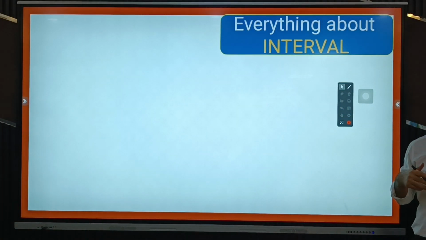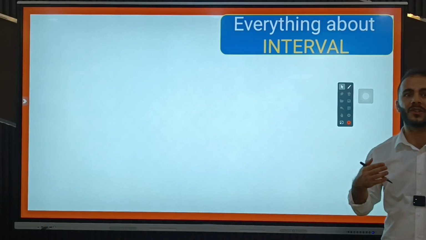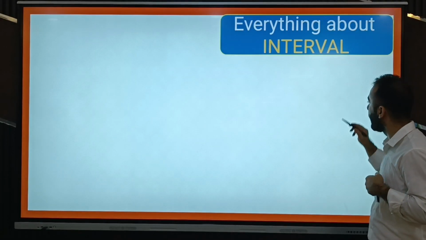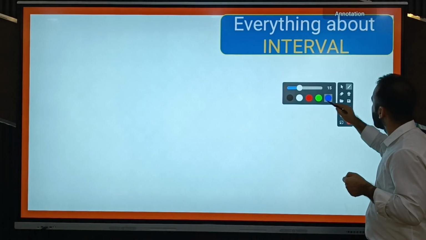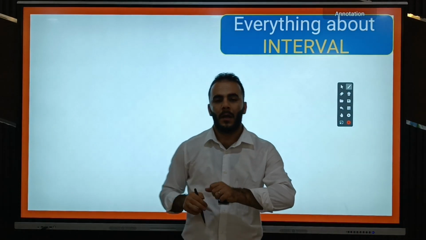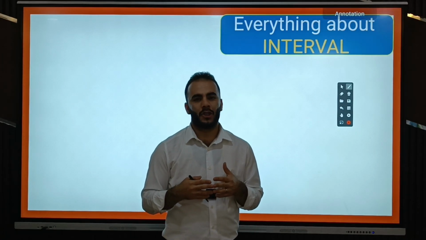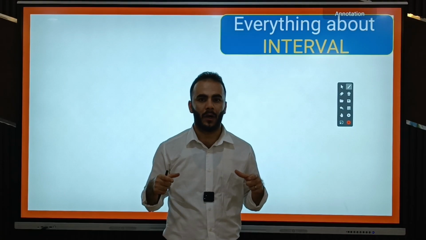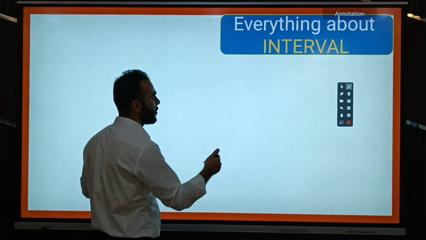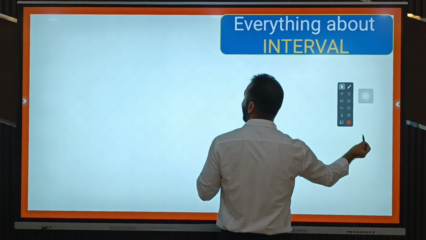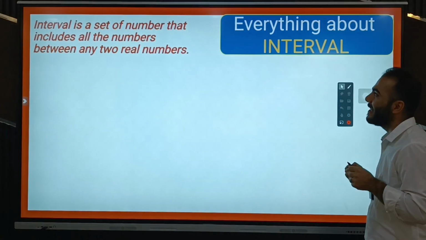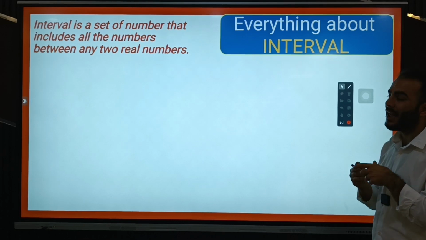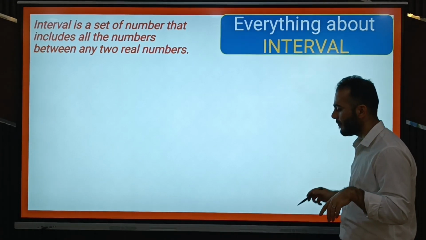So the thing that we need to know about the interval, like everything that you must know about interval is, right now I'm going to just define all of them. So let's just use black. Interval is a set of numbers that is like between 2 numbers, 2 real numbers. Let's just show the definition. Interval is a set of numbers that includes all the numbers between any 2 real numbers. So it is a set.